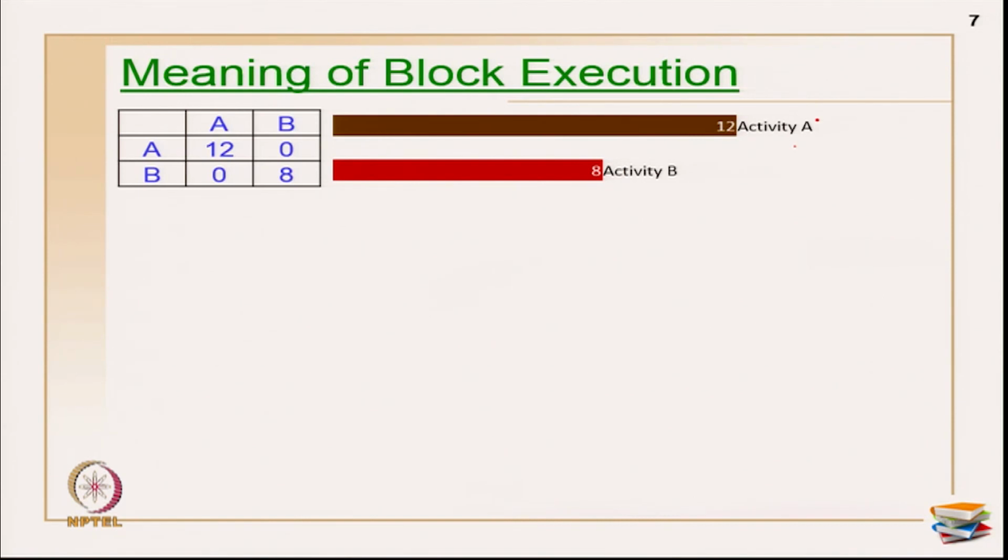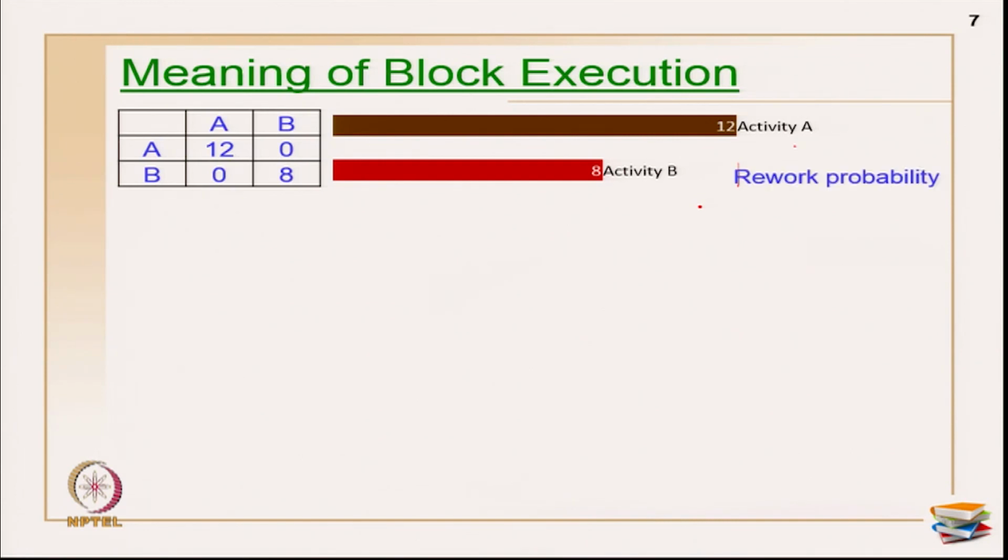Activity A duration 12, activity B duration 8. I have used bar chart for showing this. Bar chart I will explain you in the end along with the other techniques. Okay. So, duration for this particular block is coming out as 12 here. Okay. Now, I will take another case.